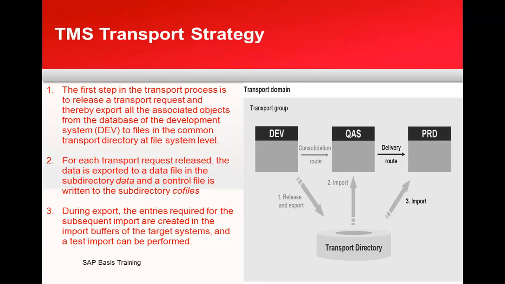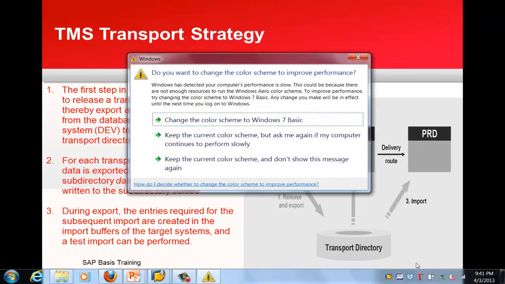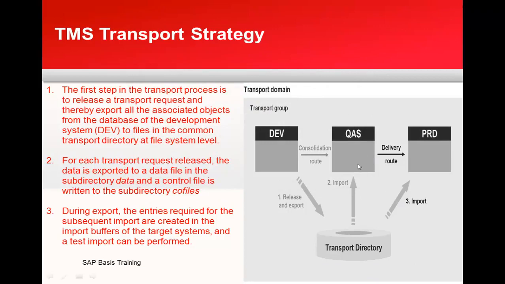Basically, as step one, the changes are created in a transport, and they are released and exported from the dev system. Once they are exported, you can import those changes in the quality system, that is QAS. After it is imported successfully, you can test and validate, and after a successful test, you can import them into production. So this is a simple transport strategy.